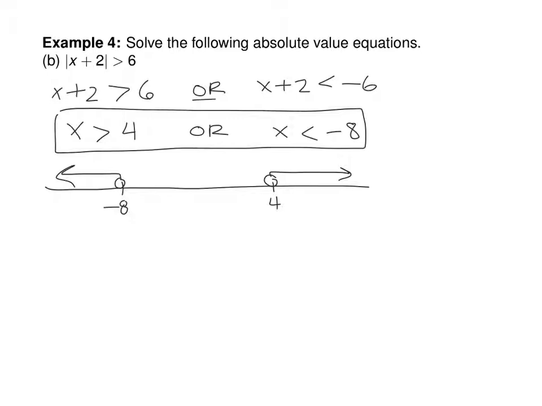You're going to need a union symbol. Does that make sense? To join the two together. So your first interval is -∞, -8, union, what's the second one? 4 to infinity.